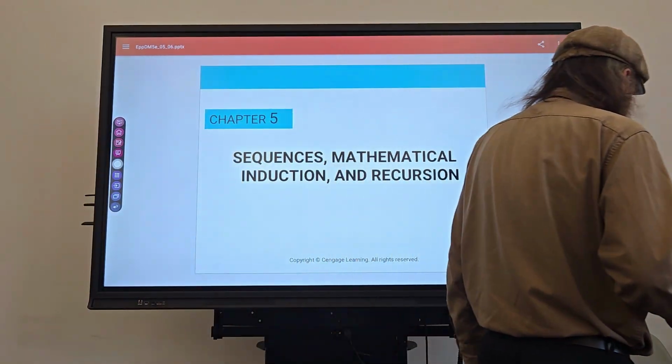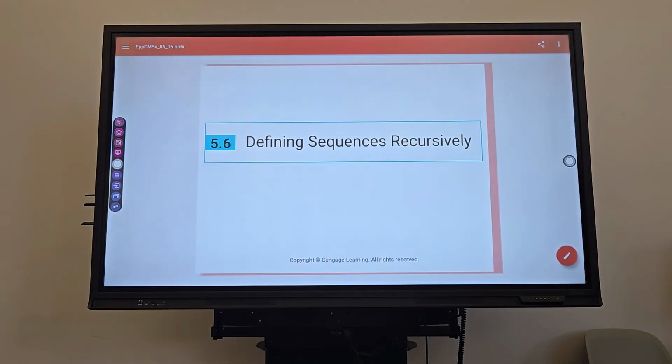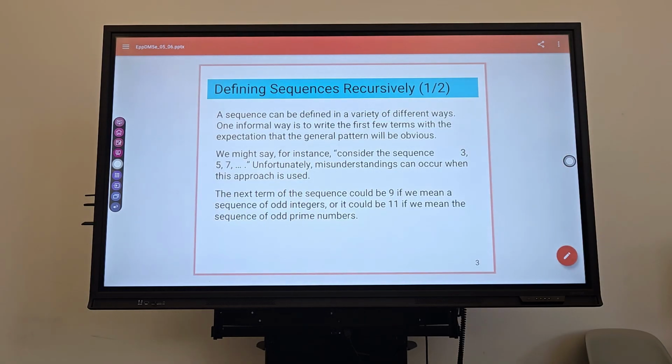Section 5.6. Defining sequences recursively. A sequence can be defined in a variety of different ways. One formal way is to write the first few terms with the expectation that the general pattern will be obvious. We might say, for instance, consider the sequence 3, 4, 5, etc. Unfortunately, misunderstandings can occur when this approach is used.